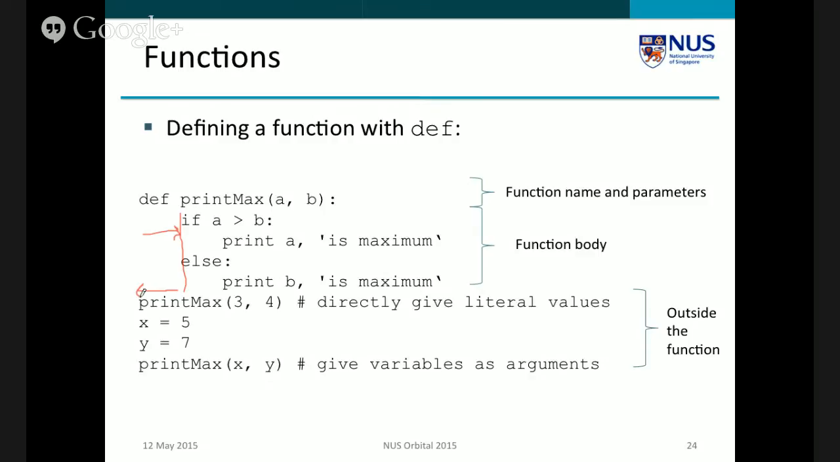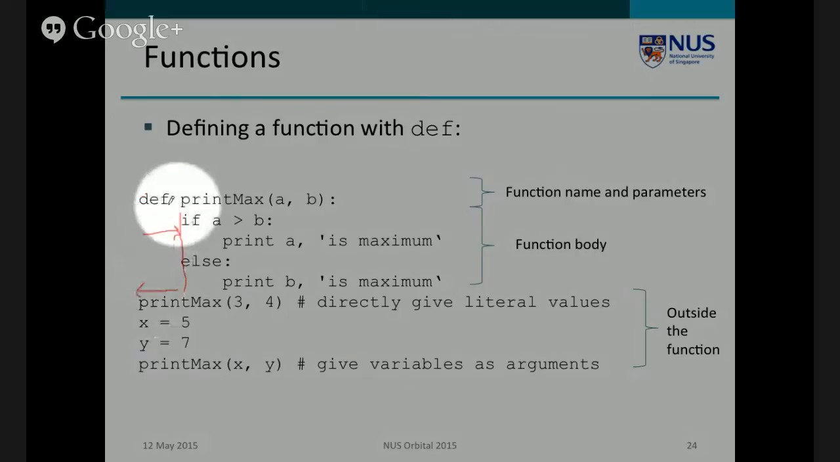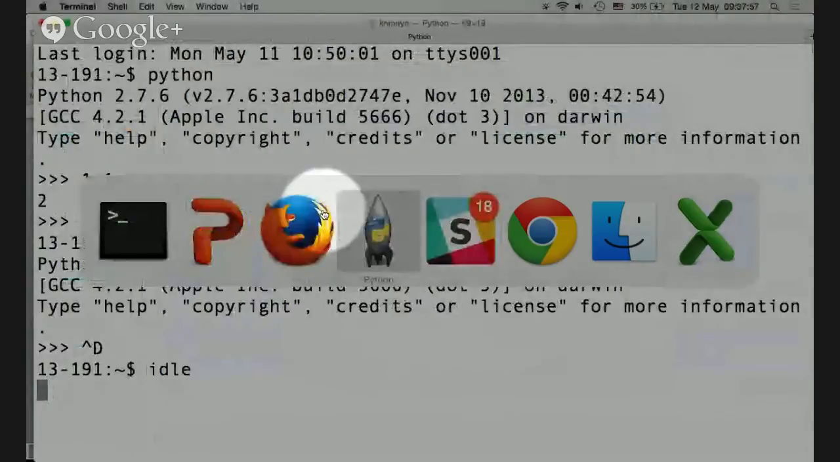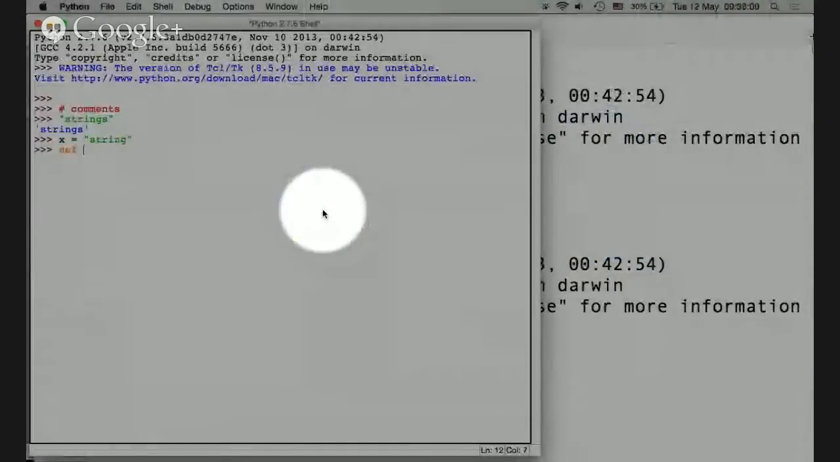The only thing you need to know about a function is that there's an extra line at the top. That extra line tells us the name of the function and what it might take as input. So here we go. You define a function with def, and then you give it a name and arguments. Since we don't have interactivity, I'm going to do it in IDLE. Define print_max.